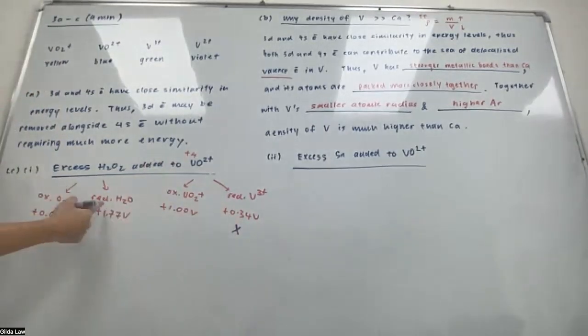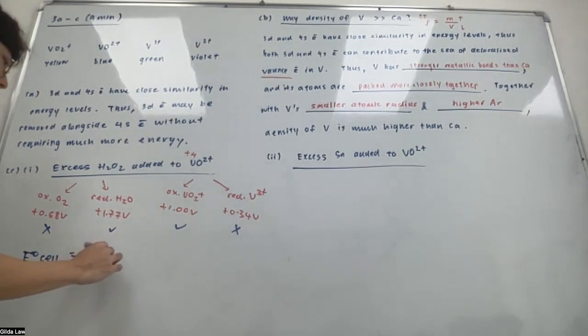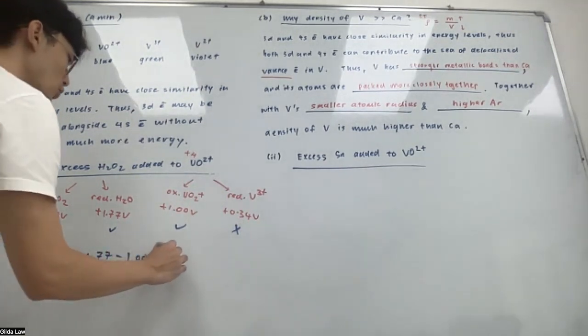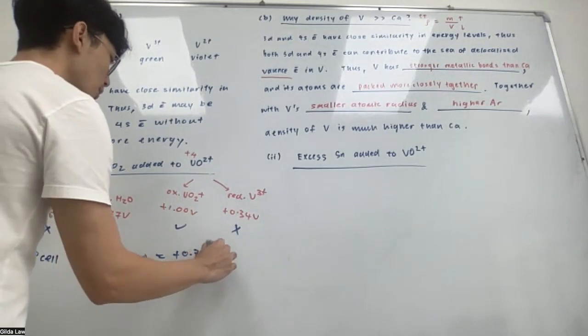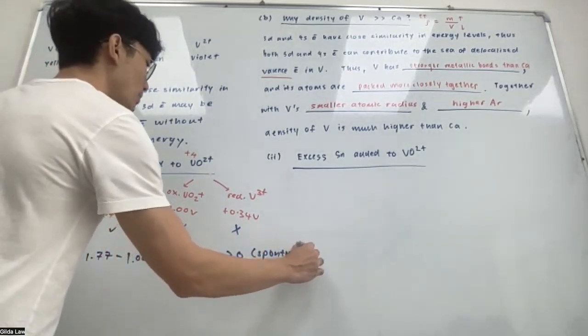But you consider the other pair, reduction minus oxidation does happen, right? The E0 value is positive. So that's the answer. Okay, no equation is needed. Just give me your E0 cell. 1.77 minus 1 gives you 0.77 volts, which is more than 0, and you just need to tell me that it's spontaneous. That's your 1 mark.